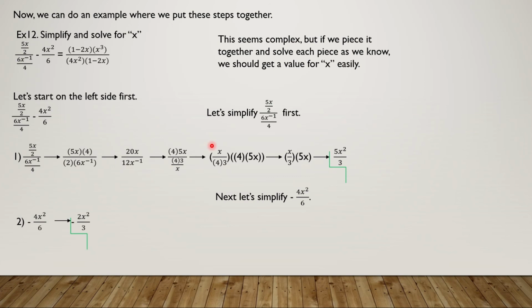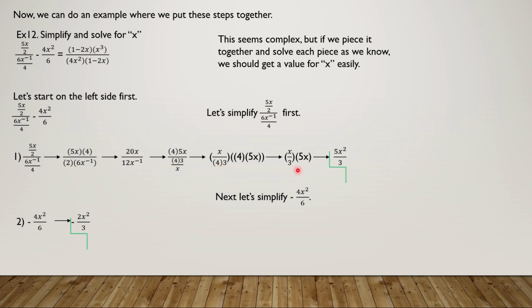And when we apply the keep change flip, we have the denominator 4 times 3 over x, and we can take the reciprocal of that. That becomes x over 4 times 3. Multiply that to the 4 times the 5x. And what you will see here is that the 4's will actually cancel. We have a 4 in the numerator right here being multiplied to it, and a 4 in the denominator. Those will cancel, and we will be left with x divided by 3, multiplied to the 5x.